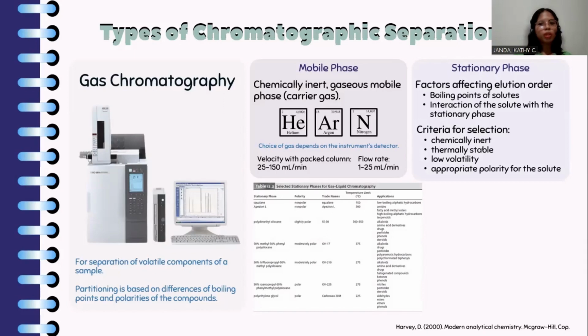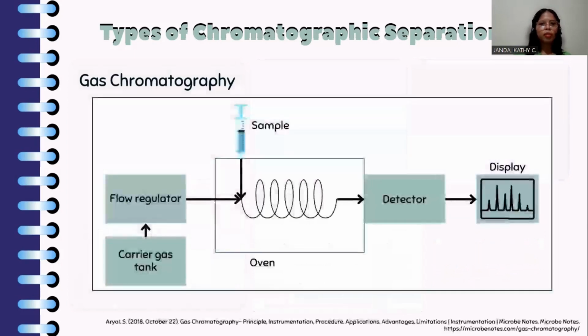Shown in the table are the commonly used stationary phases for GC, with polymethylsiloxane as a good first choice in new separations, as its order of elution usually follows the boiling points of the solutes. If you'll notice, each type of stationary phase has a temperature limit. This is because at the stated temperature, the loss of the stationary phase is minimized and bleeding, which shortens the column's lifetime, is avoided.